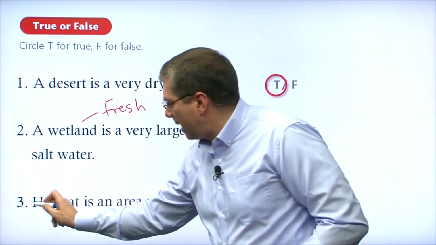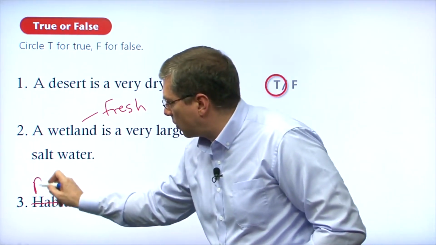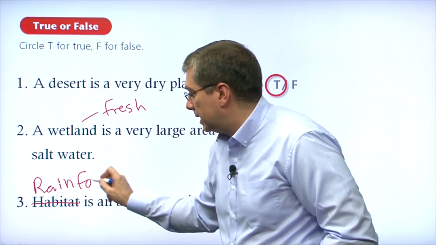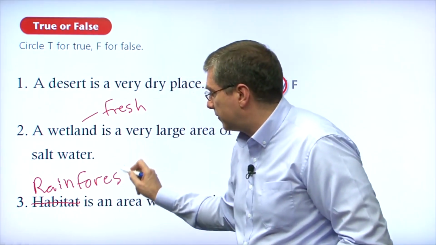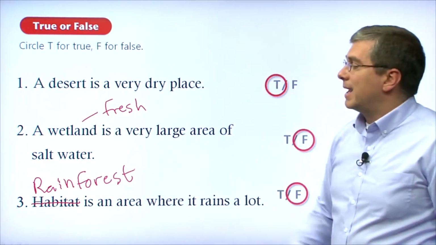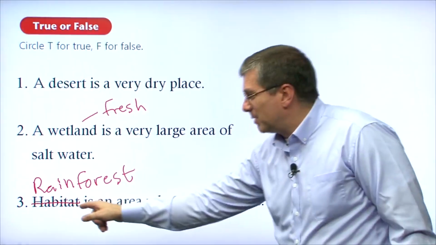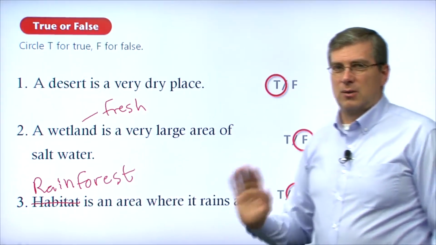If we crossed out habitat and we put rainforest, then it would be true, but it's not like that, so it's a false statement as it is. If we want to make it true, we have to change it. Then it would be a true sentence. But habitat, that's false. That's not correct.